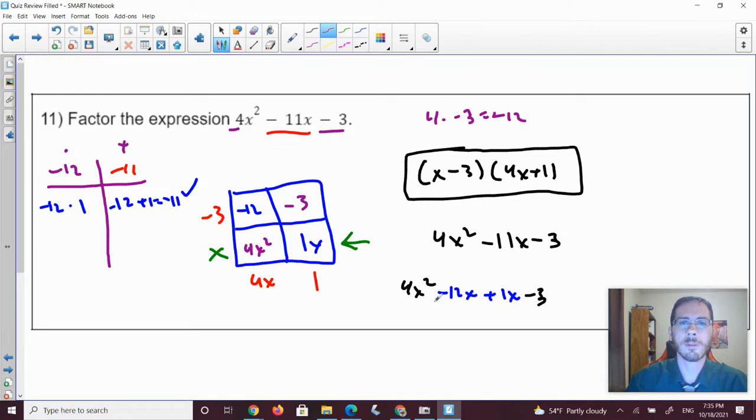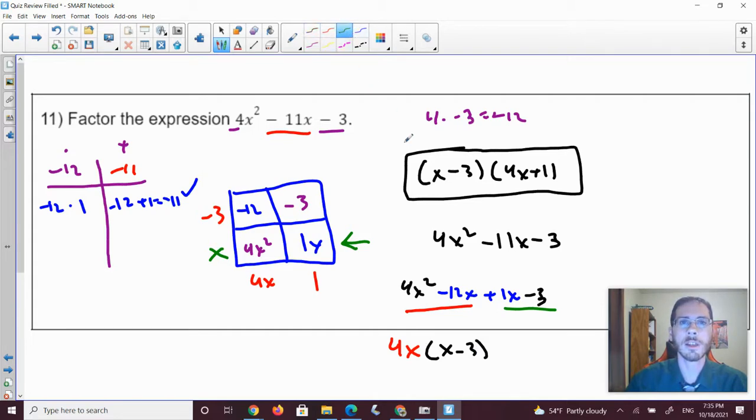So between each of my two sets, I have to find out what my greatest common factor is between each of them. So between 4x squared and negative 12x, I can divide those both by 4, and they both have x. I'm going to be left with just x. If I divide, 4x squared divided by 4 is 1, x squared divided by x is x. Negative 12 divided by 4 is negative 3. X divided by x would be 1.